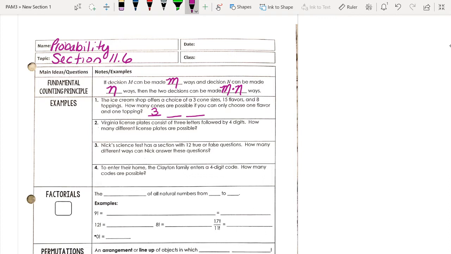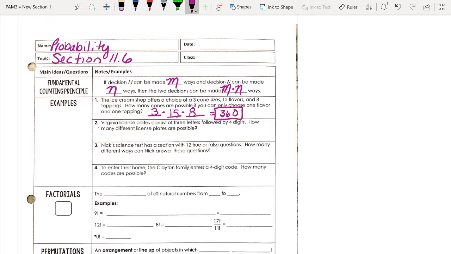The next thing we're going to choose is the flavor. We have 15 options, so we have 15 ways to choose the flavor. And our last choice is the toppings. We have 8 ways we can choose the topping, so we're going to fill this in with an 8. All we have to do is take each way and multiply them together. So we're going to take 3 times 15 times 8, and we get how many total possible ways we could order this ice cream. If you stick that in your calculator, you should get 360. There are 360 ways that you could choose to order your ice cream.